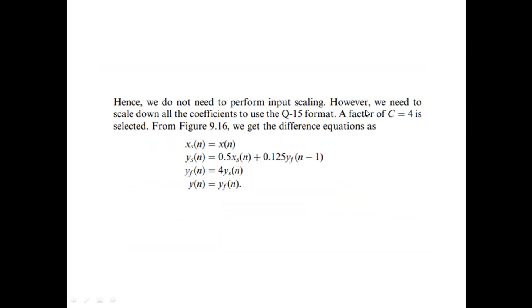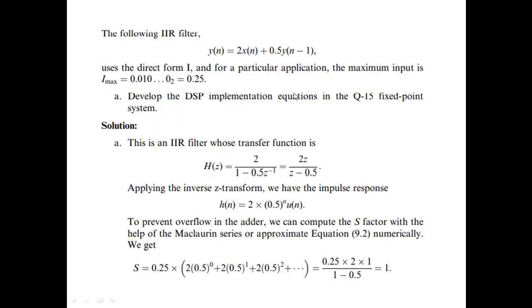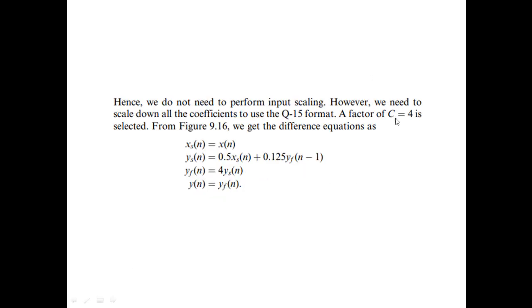However, to be on the safer side, we will choose the scaling factor for the filter coefficient C as 4. Even though the filter coefficients are 2 and 0.5, I can even choose the value of C as 2, but we'll choose it as 4, just to be on the safer side. Now we can write the difference equation of the Q15 implementation.